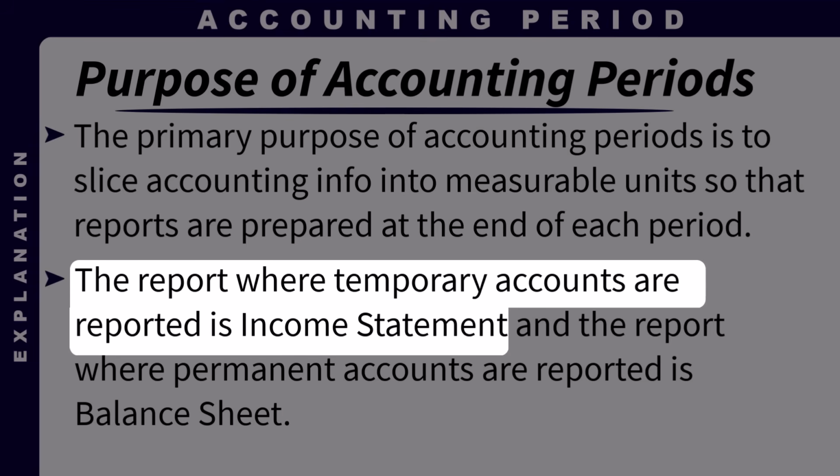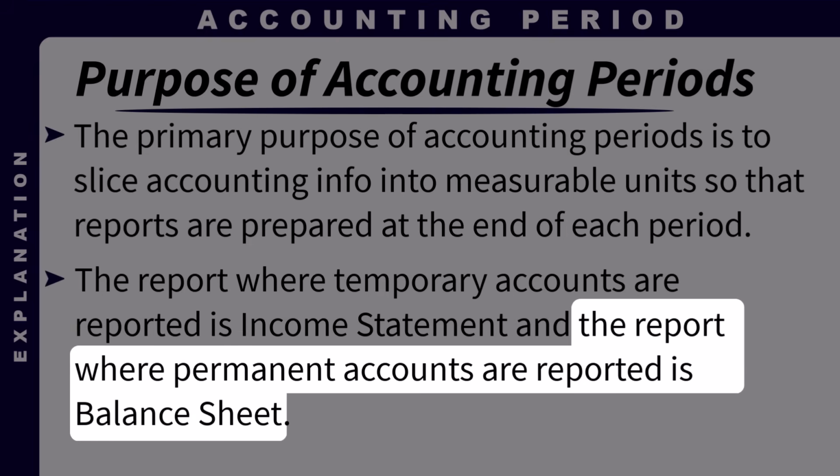The report or financial statement where the temporary accounts, that is, revenue and expense accounts, are reported on is known as the income statement, or sometimes called profit and loss statement. On the other hand, the report where the permanent accounts, such as asset, liability, and equity accounts, are reported on is called the balance sheet, also known as statement of positions.